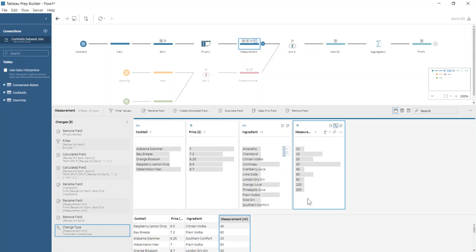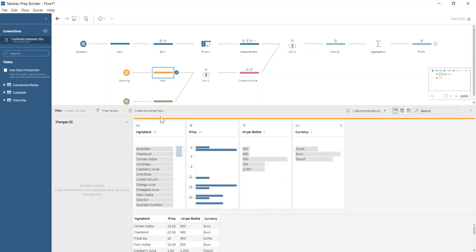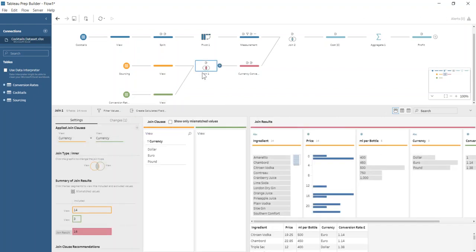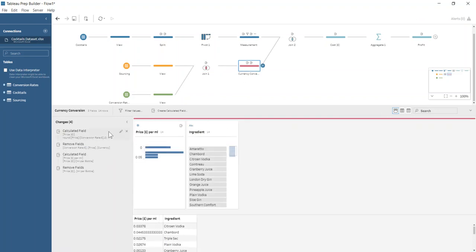And now we're ready to bring in our information about how much these ingredients actually cost. So we go to our sourcing dataset and we take a look at it. We've got each of our ingredients, we've got their prices or their cost per bottle. So that's useful because we're going to have to work out our cost per milliliter. And then we've got the currency. So okay, we probably need to bring in our conversion rates as well. And that data set has just got our currency and our conversion rate, converting to pounds, that is. So we're going to make that join on the currency, and then we're going to do our currency conversion.